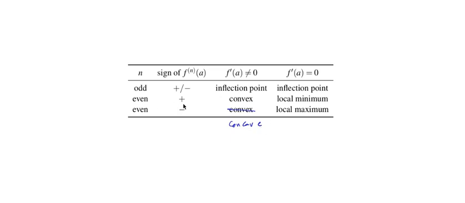So if n is even and the nth derivative is positive, in many cases it will be the second derivative, then the function is convex. But if the first derivative is 0, then it's not only convex, it's a minimum, right? And then if n is even and the sign of the nth derivative is negative, then the function is concave. But if the first derivative is 0, then we have a local maximum.